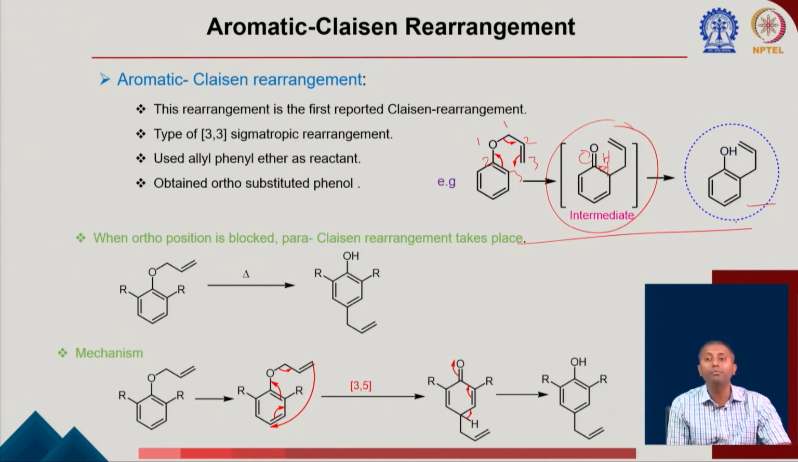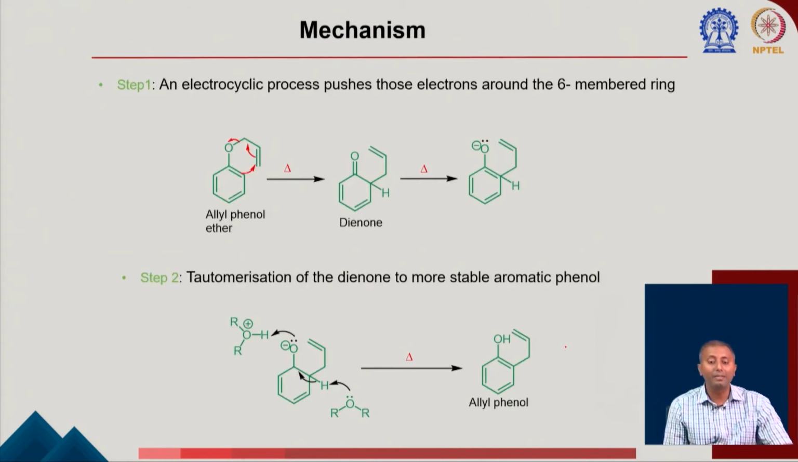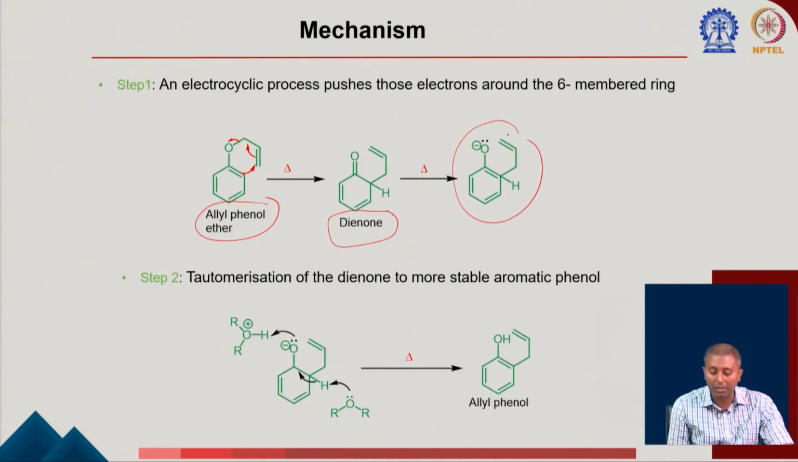Now the question comes: if your ortho position is blocked with two groups, what is going to happen? Now instead of a 3,3 sigmatropic shift, it will go for a 3,5 sigmatropic shift. Proton abstraction from here gets to the corresponding phenol. Again, this was given here, starting from this allyl phenol ether. You can see this because it is attached to the phenol ring. We can see this allyl phenol ether goes to this dienone first, and then it goes to the corresponding product.